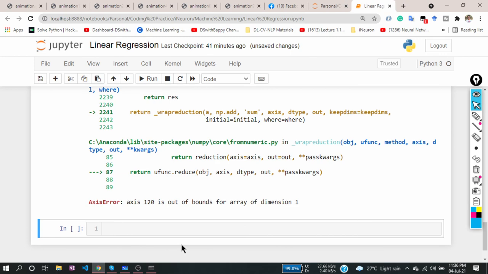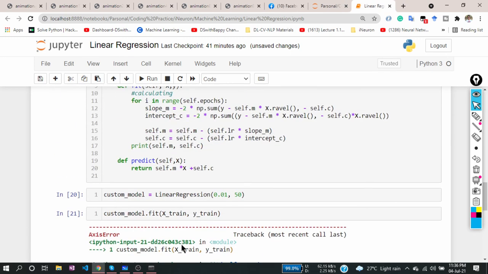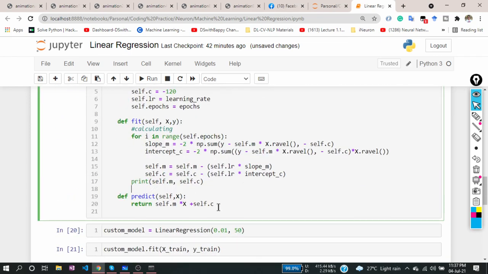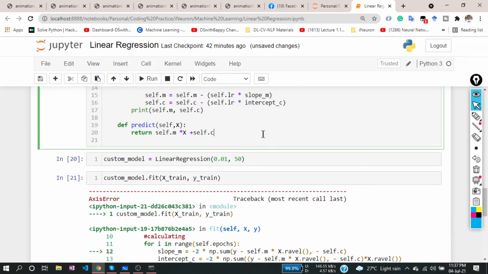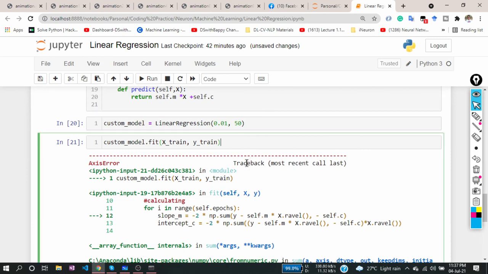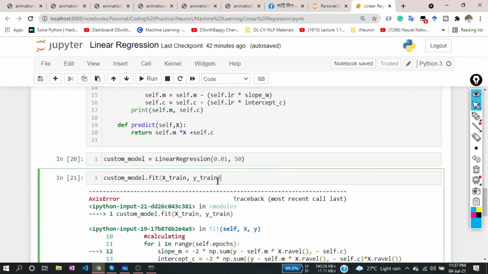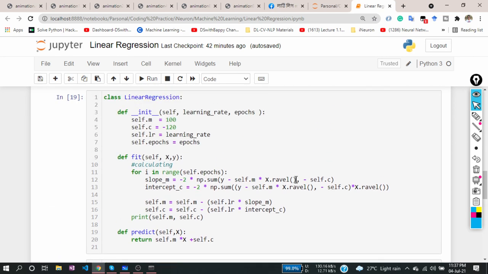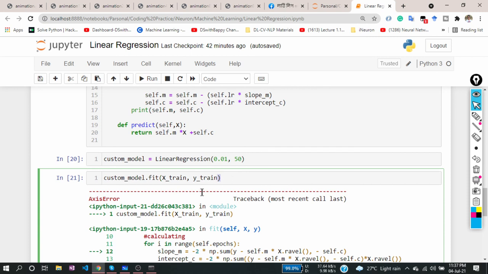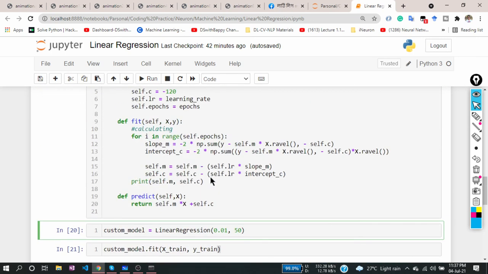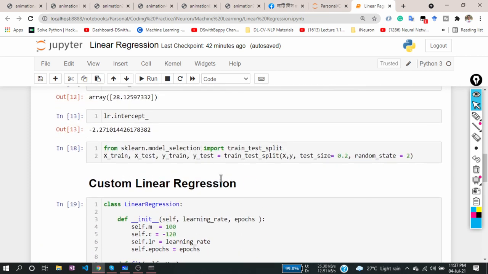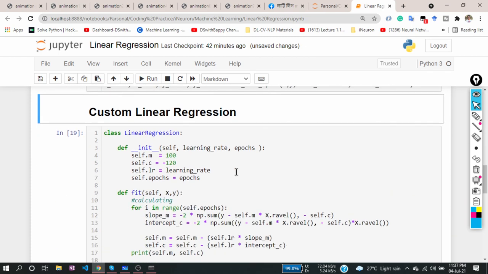Why is it not working? One dimension. Run that X_train and y_train again. No, the one above, the import one. Go up, above that class, one cell up. You run this one. Yeah, I ran that.